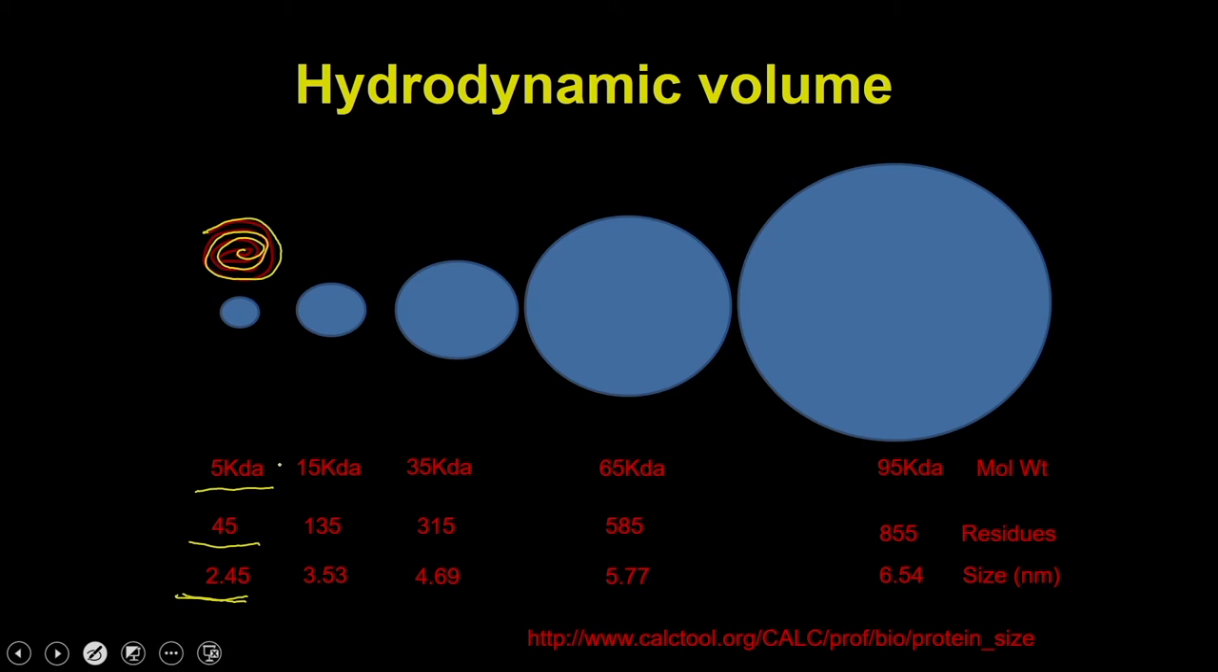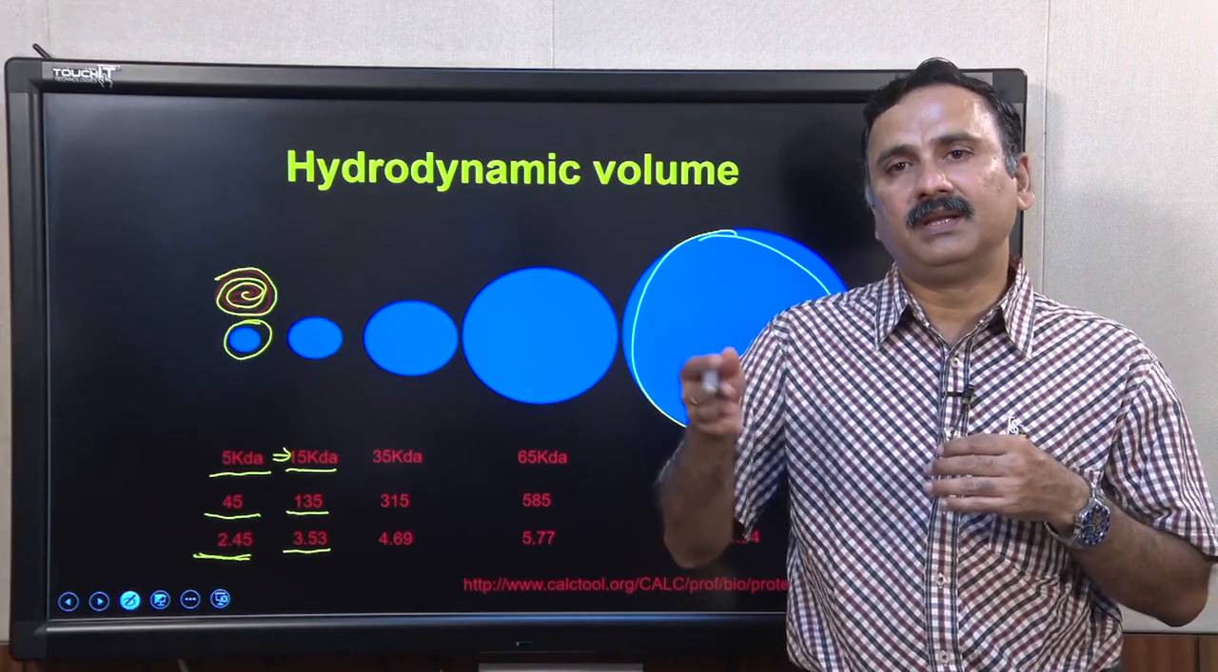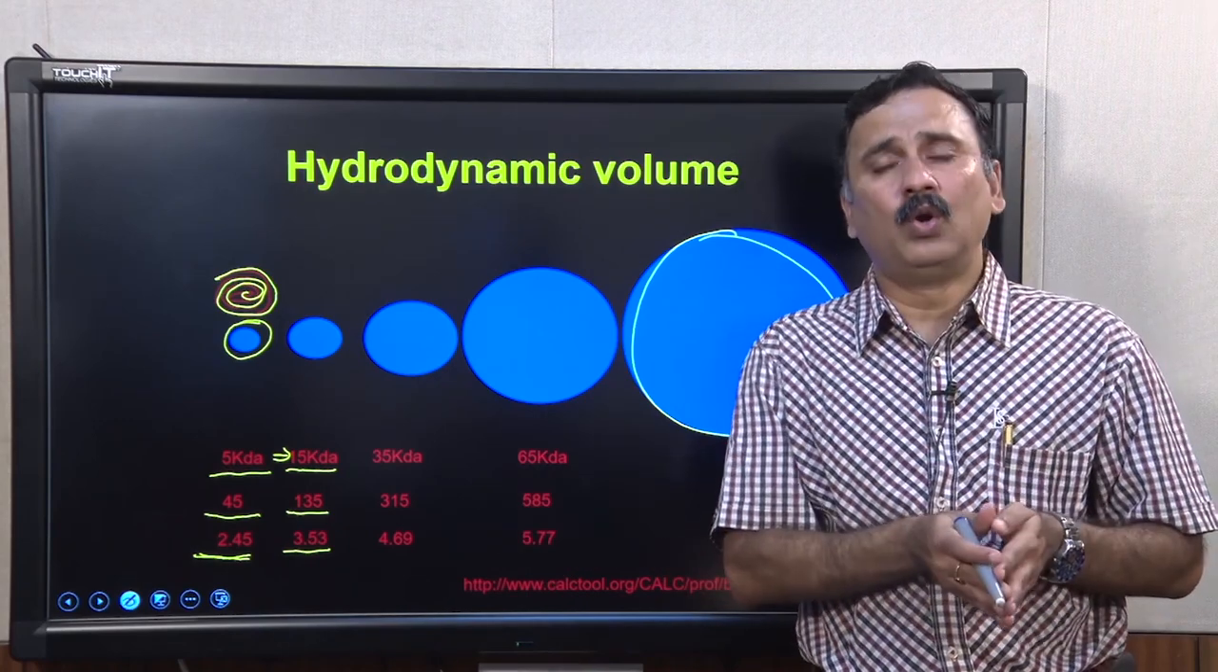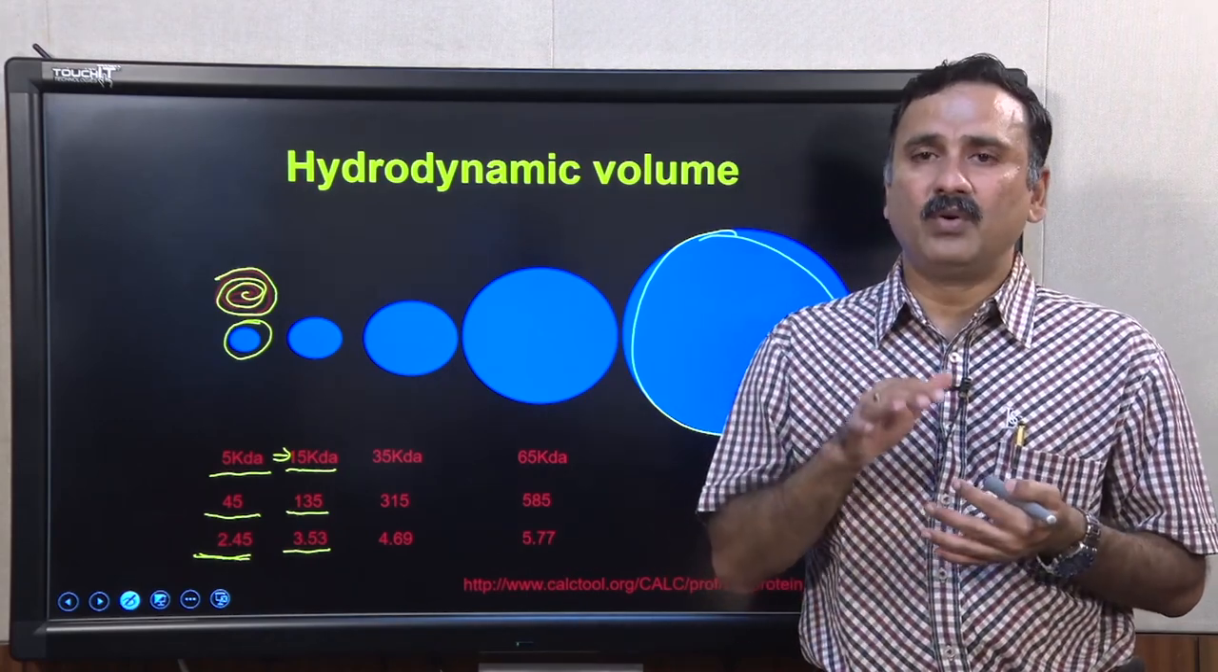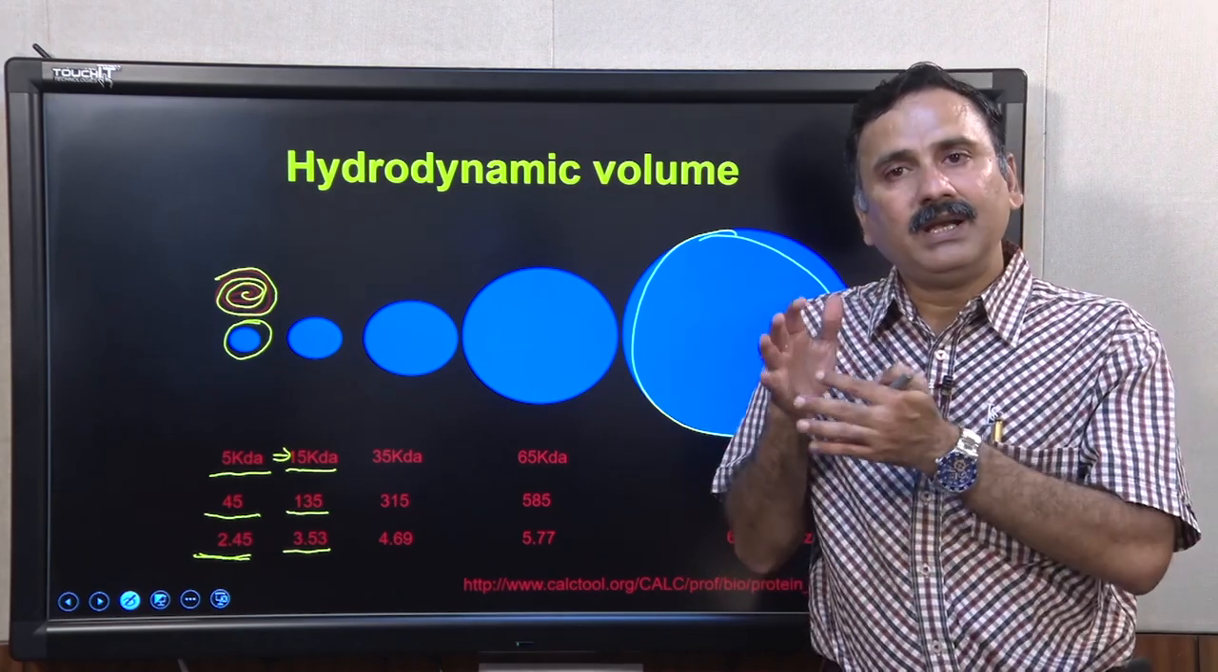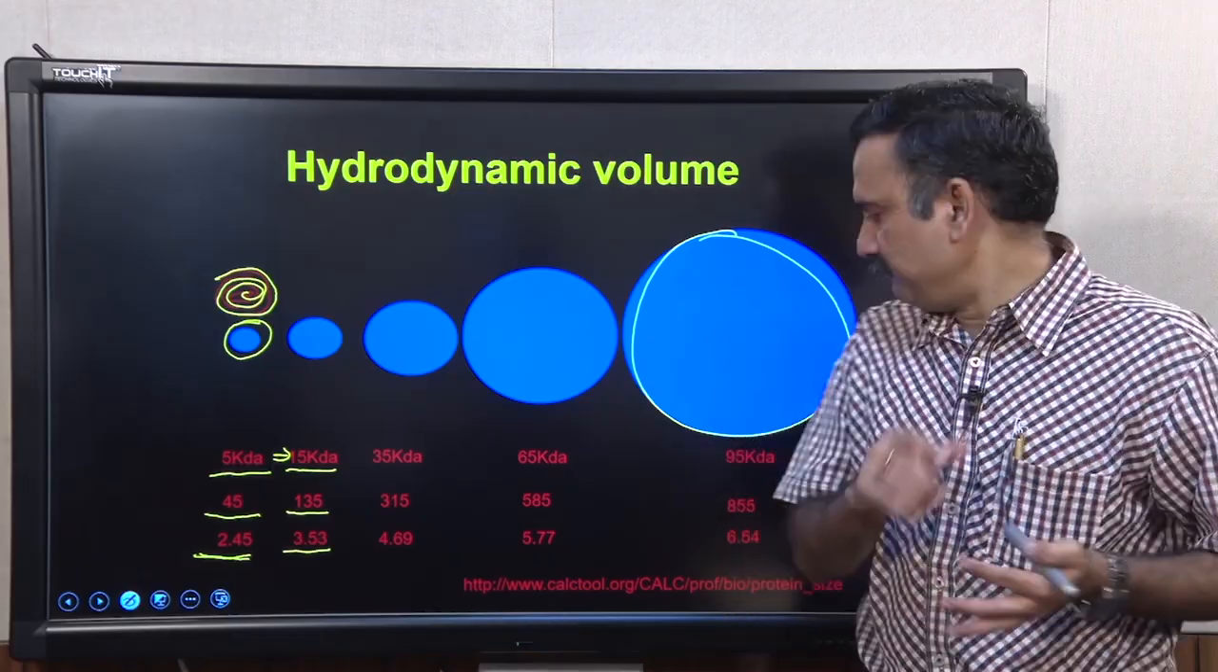Similarly, if I increase the size to 15 kilodalton, what you will see is that the number of amino acids has gone up to 135, and the size has also gone up to 3.53 nanometer. Similarly, this is a small size protein and this is a large size protein, and all these sizes are increasing as you increase the molecular weight, which means for all the globular proteins, the size of a protein is directly related to its molecular weight.